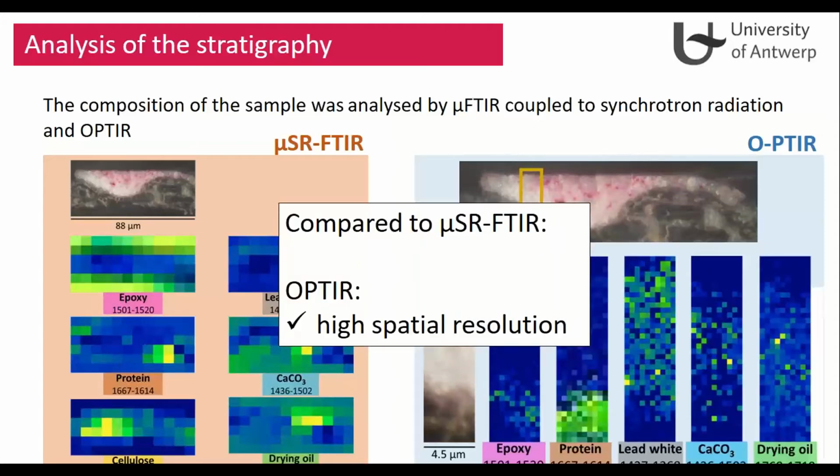So from these first results, we could see that indeed, compared to synchrotron FTIR, O-PTIR has a higher spatial resolution. And this provided additional information which was valuable to understand the composition of the painting and how it was made.